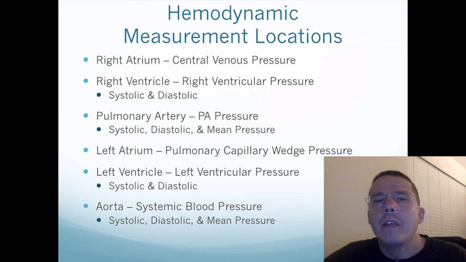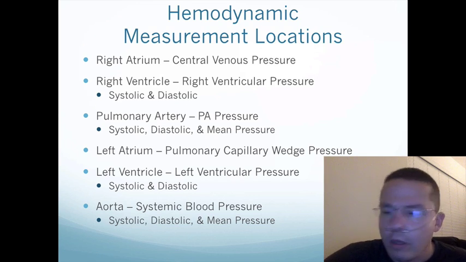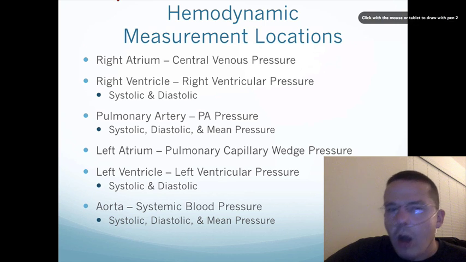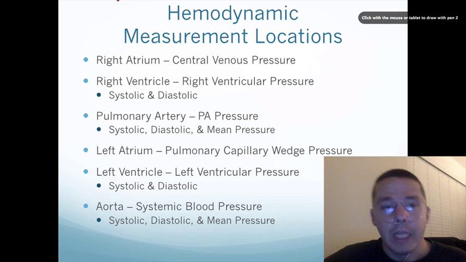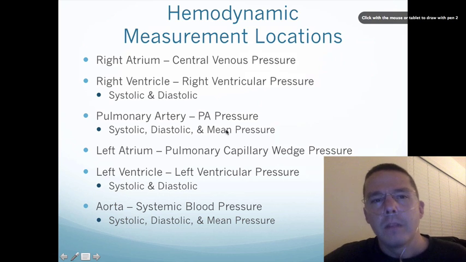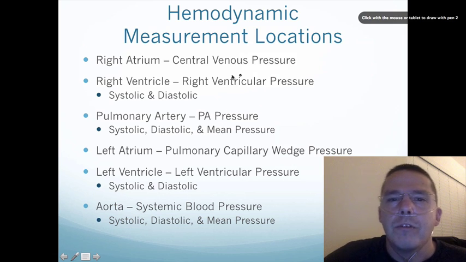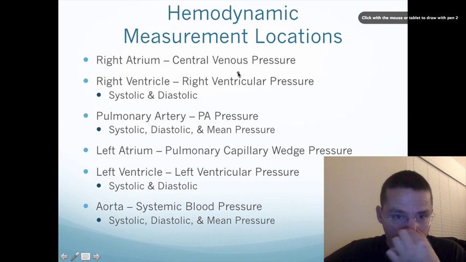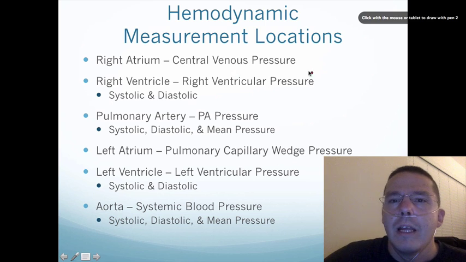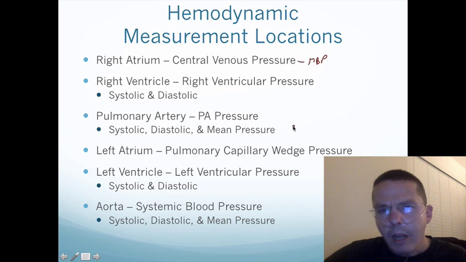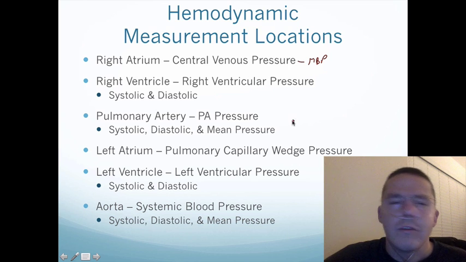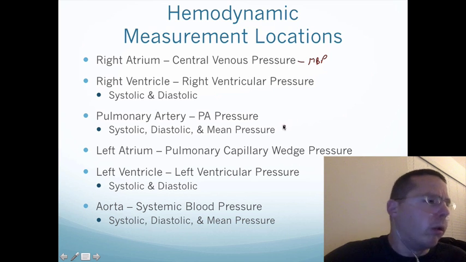So, as we consider the hemodynamic values, unfortunately, most hemodynamic values are not named based on where they're measured. I know that seems very inconvenient, but some of them are. So the right atrium is referred to as the central venous pressure. The right atrium, or the central venous pressure, is just a mean blood pressure. It's measured in the right atrium, and it's commonly measured using just a central venous catheter.